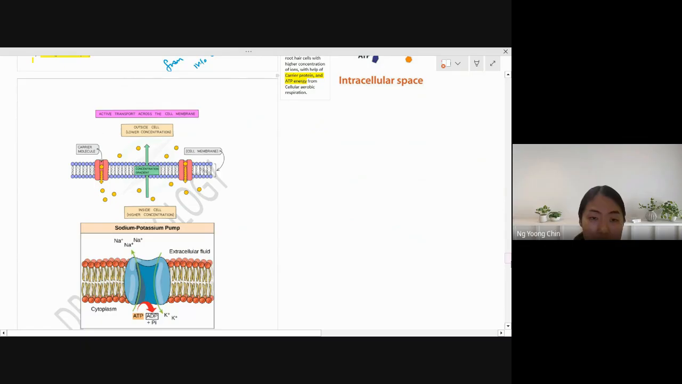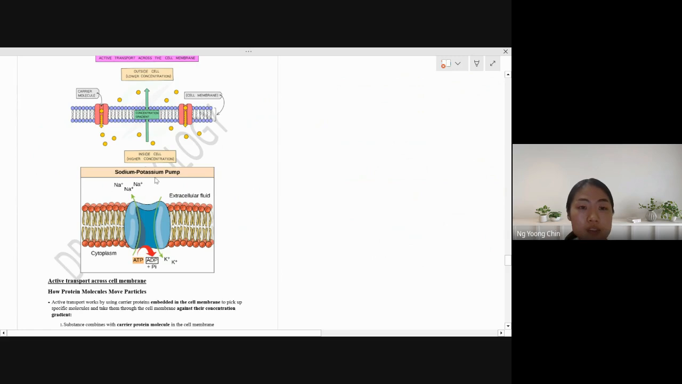Okay, now we talk about another example, the sodium potassium pump. So what happens in this sodium potassium pump? The sodium potassium pump is a process that happens in a lot of cells. A lot of cells have this sodium potassium pump. So the story is like this.